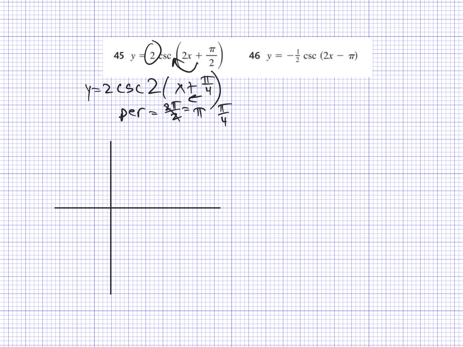So we'll just say our first increment here is negative pi over 4. Our amplitude is 2 and negative 2. And we've got to go every pi over 4. So at 0, then pi over 4 again, 2 pi over 4, and then 3 pi over 4. So make your asymptotes for cosecant. And then go ahead and put your graph in.